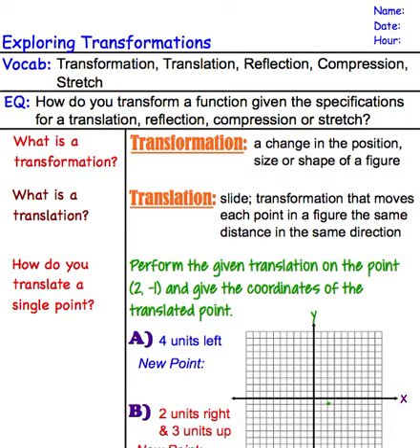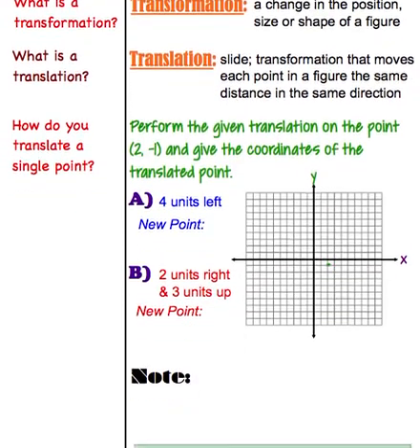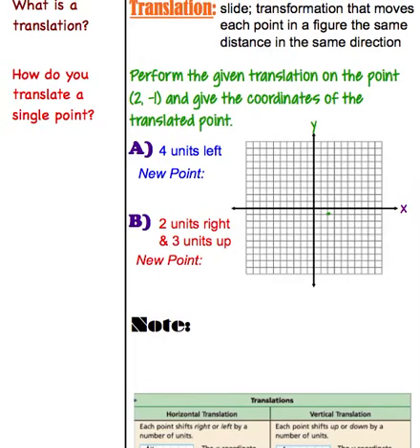So our first example we have here, we want to perform the translation on the point (2, -1). And we're going to give the coordinates of the translated point. So the first thing I want to take a look at is the fact that we have a point. Our point is in the form of (x, y). So I'm going to start by graphing that point. As you can see, I have it here in green. And we're going to leave it there in green.